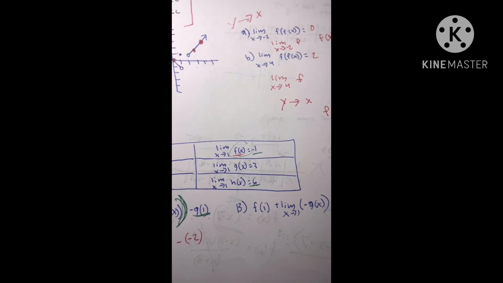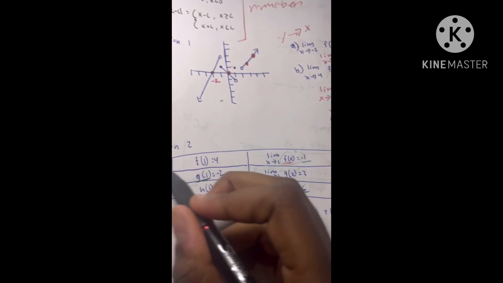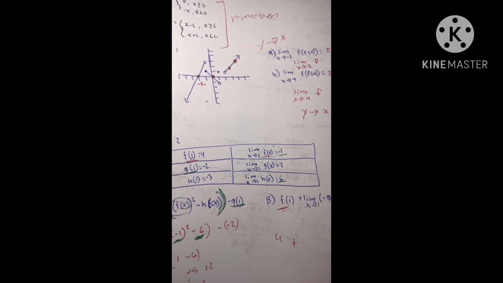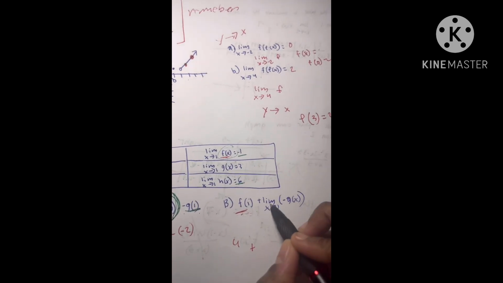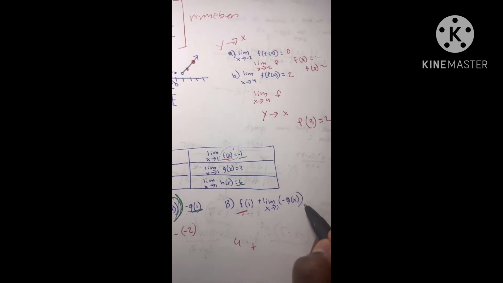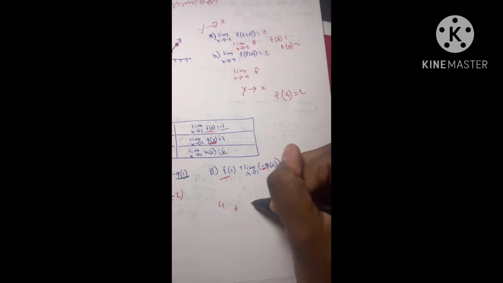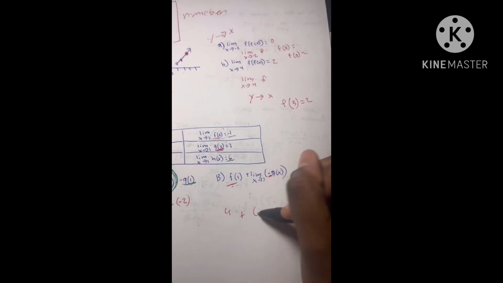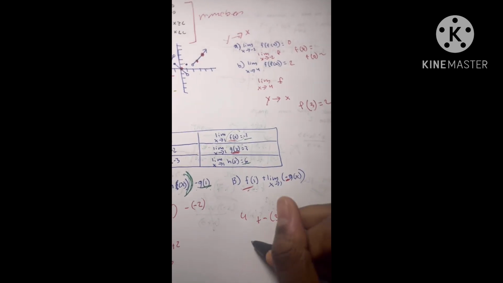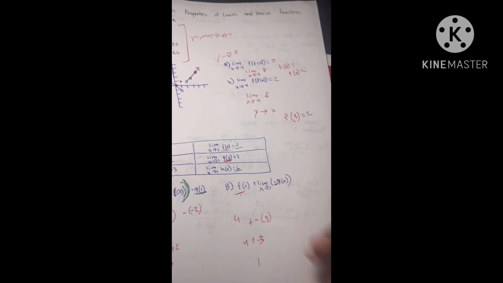For this one, use the same values and break it down. So f of 1 is 4, plus, and you see it says as the limit approaches 1 of g of x. Here's g of x, but it has a negative sign in it. So what I'll do is 3 and a negative. Ultimately that would be 4 plus -3, and 1 is your answer for B.